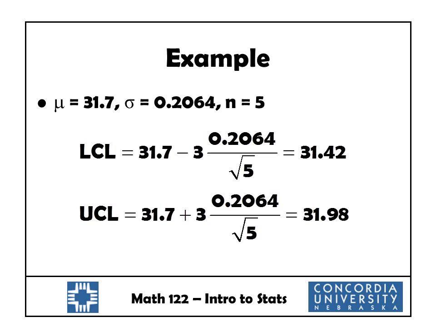Okay. So if we plug numbers into our formula here, our desired population mean is 31.7, sigma is 0.2064, and n, the sample size, is 5. That's because we select 5 bats on each day. And so we plug the numbers into our formula. There's our lower control limit, 31.4, and upper control limit of 31.98.